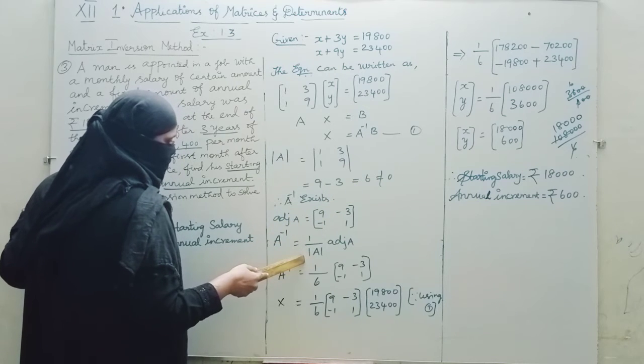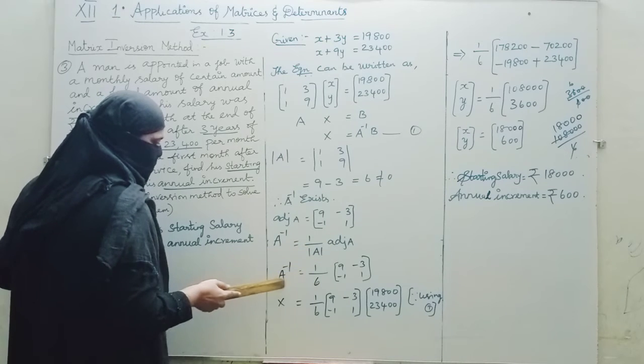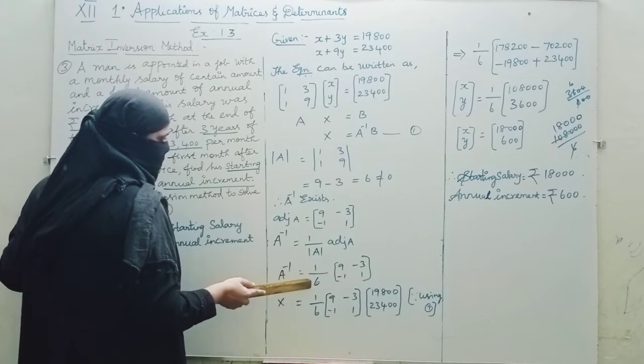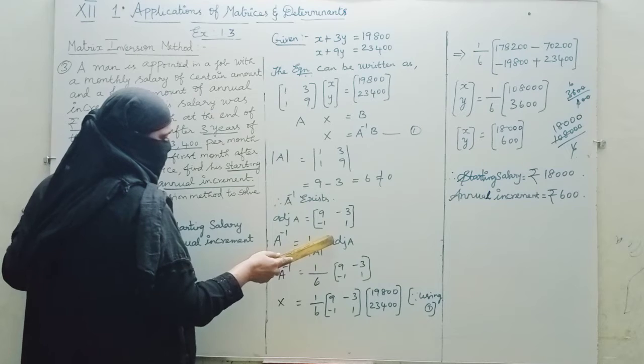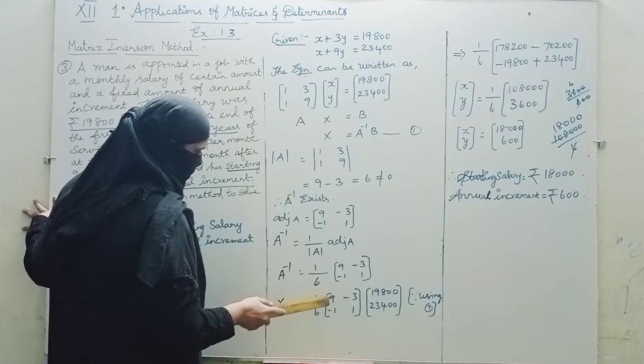Then you can substitute in this formula. The A inverse formula is 1 by determinant A into adjoint A. A inverse equal to 1 by, what is the determinant A value? 6. Adjoint A value: 9, minus 3, minus 1, 1. And then you can keep it as it is.